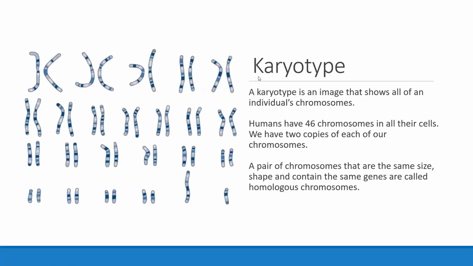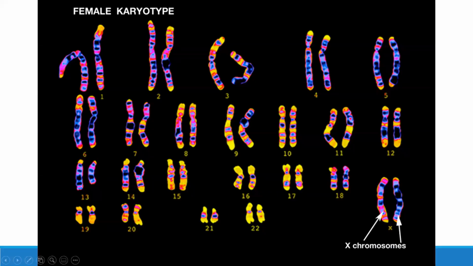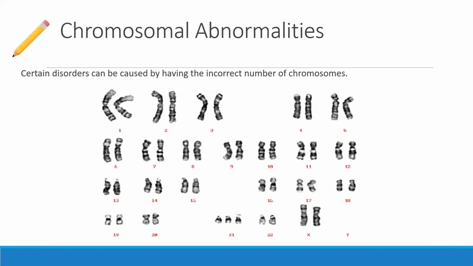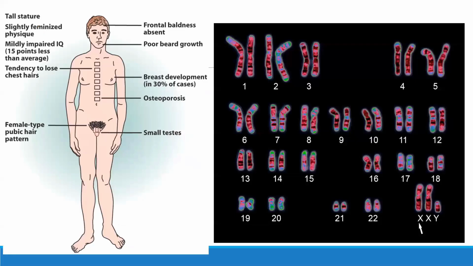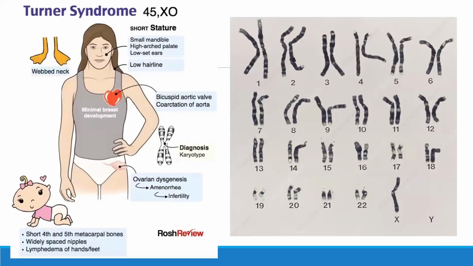Last lesson, we talked about karyotyping. We said that a karyotype is a picture of the human genome. We also said that chromosomal abnormalities can exist. That's when you have either too many chromosomes or too few chromosomes.